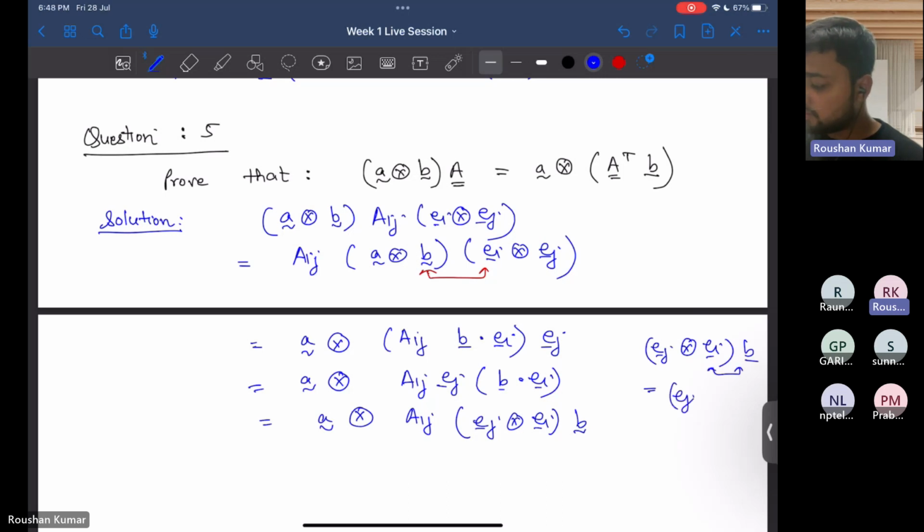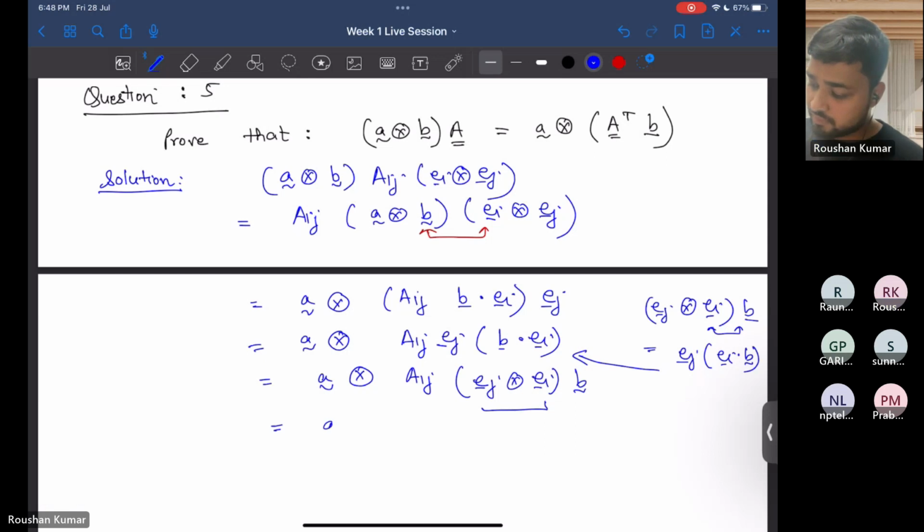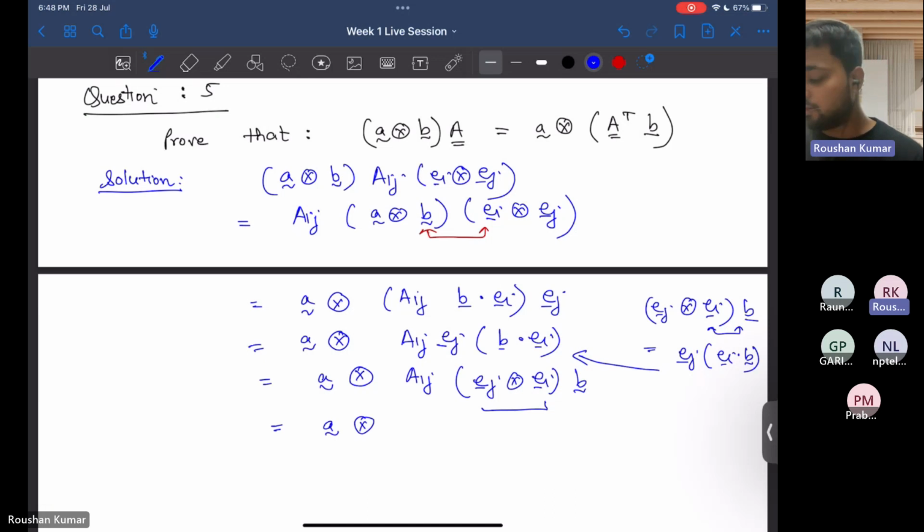So Ej into Ei dot B. You can see here that B dot Ei is the same as Ei dot B into Ej. So we can write it this way: Ej tensor product Ei times B. A tensor product, you can call it tensor product or dyadic product. So Aij ej tensor product ei into B.